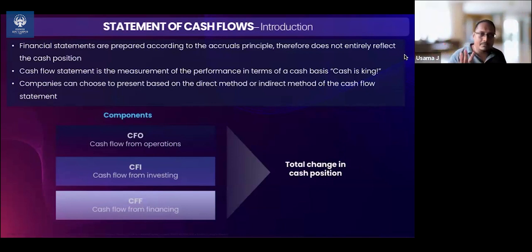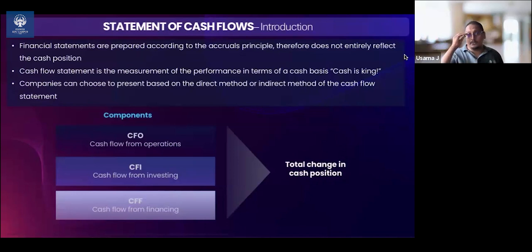And very importantly, there is a major difference which we touched on. Financial statements are prepared according to the accrual principles, therefore they do not entirely reflect the cash position. This is the income statement. But the cash flow statement is prepared on the entire basis of what? Cash. Very, very crucial. Companies can choose to present, now there are two different presentation methods as it applies to the cash flow statement: the direct method or the indirect method, which we will talk about in a moment.